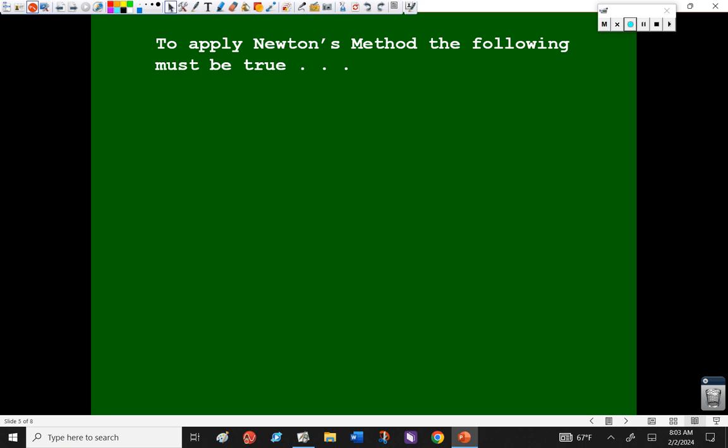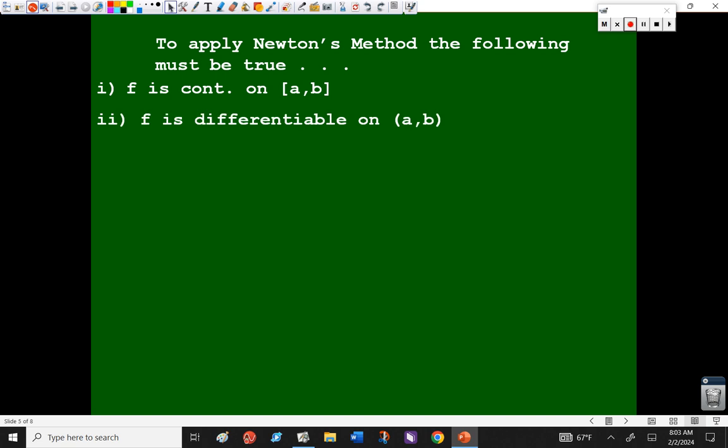To apply Newton's method, the following must be true. F has to be continuous between a and b, and f has to be differentiable on the same interval, a to b. Notice that these 2 criteria are also criteria for the mean value theorem and Rolle's theorem. But this 3rd condition is different. Rolle's theorem says that f of b and f of a have to be equal. Mean value theorem doesn't make any requirement on f of a and f of b. They just have to exist.